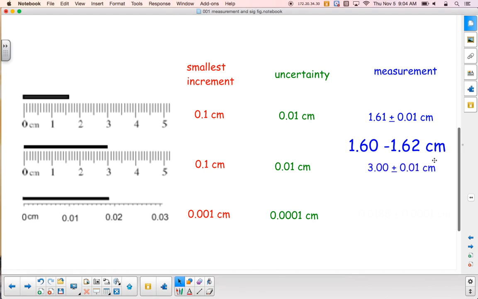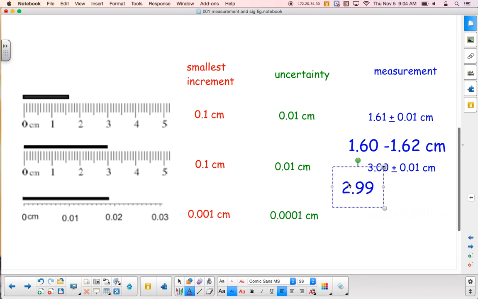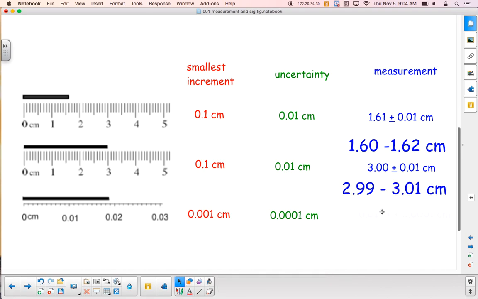My second stick would then be recorded as 3.00 plus or minus 0.01 centimeters, meaning that my stick has a size between 2.99 up to 3.01 centimeters. Again, my measurement represents a range of possible values for the length of the stick.